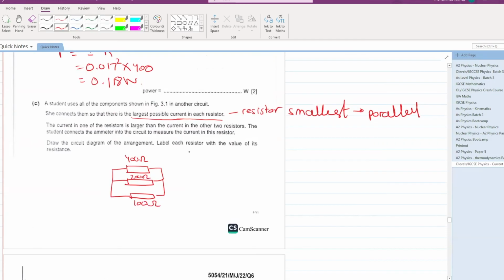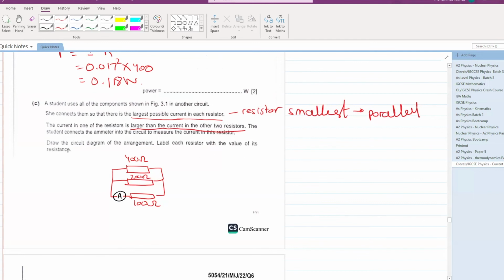The student connects the ammeter into the circuit to measure the current in this resistor. The current in one of the resistors is larger than the current in the other two resistors. Which resistor will have the largest current? The 100 ohm, because it has the least resistance. So the student has placed an ammeter here.